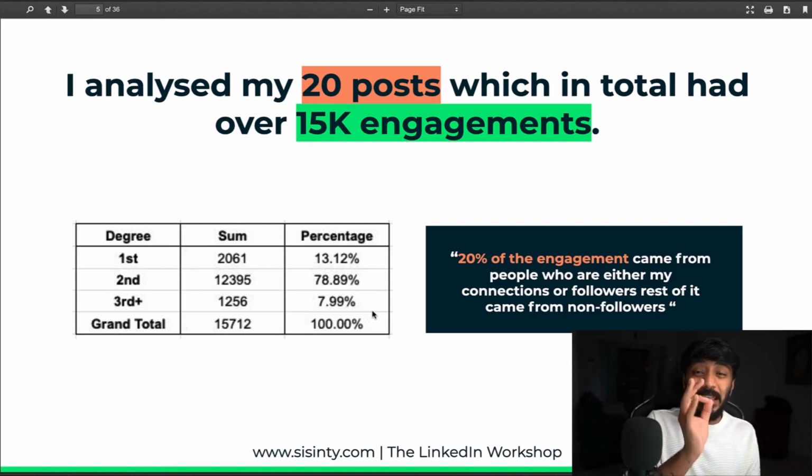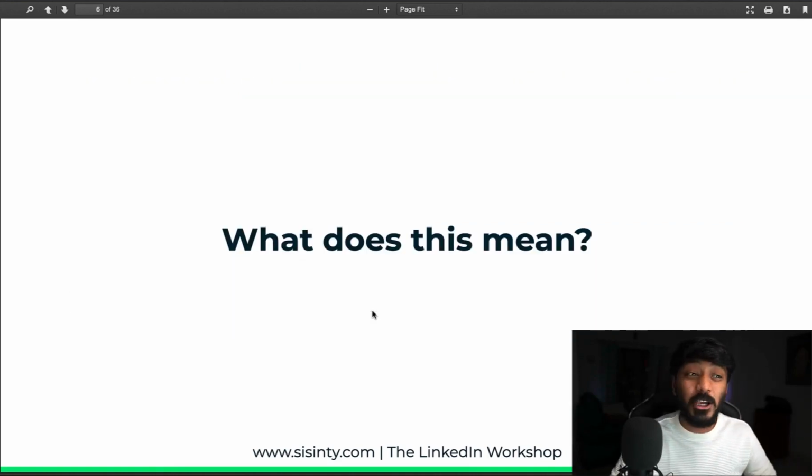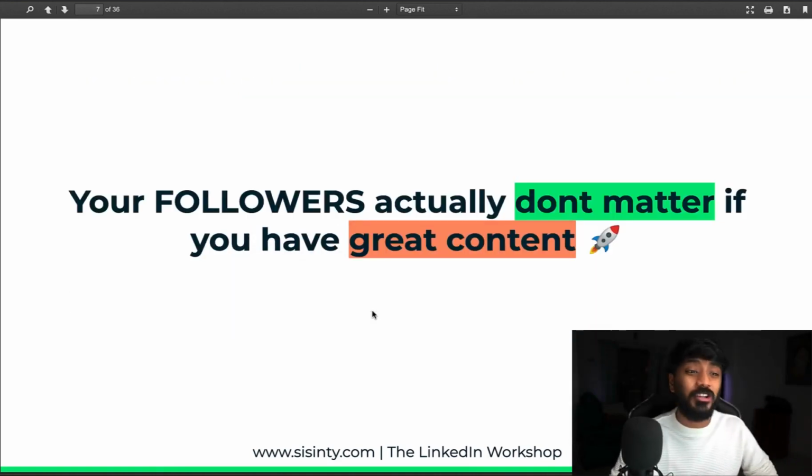If you are able to create good content, even if you don't have a massive following, and if your initial set of audience, your first level of connections, engage with your content, it can do really well. That, my friend, is a huge advantage that you have. Your followers actually don't matter if you have great content. Followers are a byproduct. Creating good quality content should be your end game.